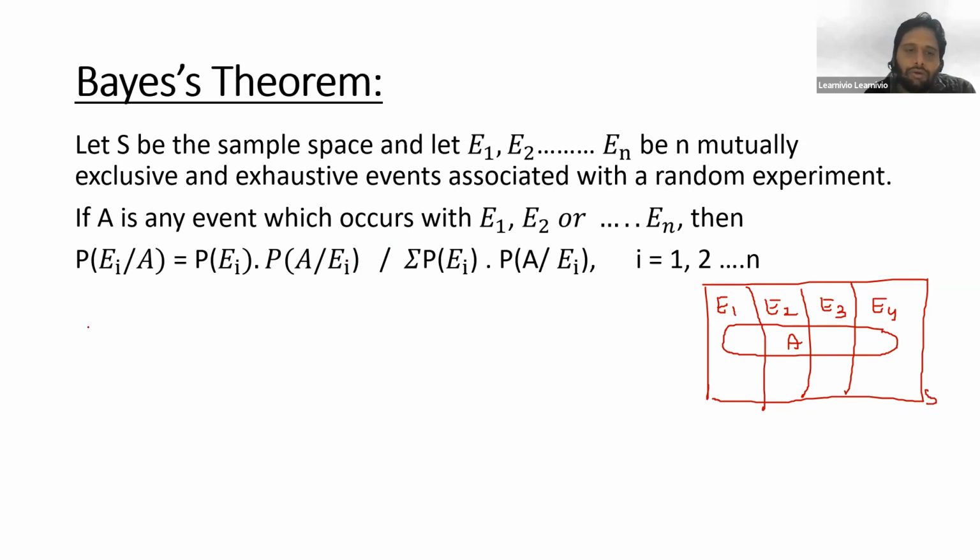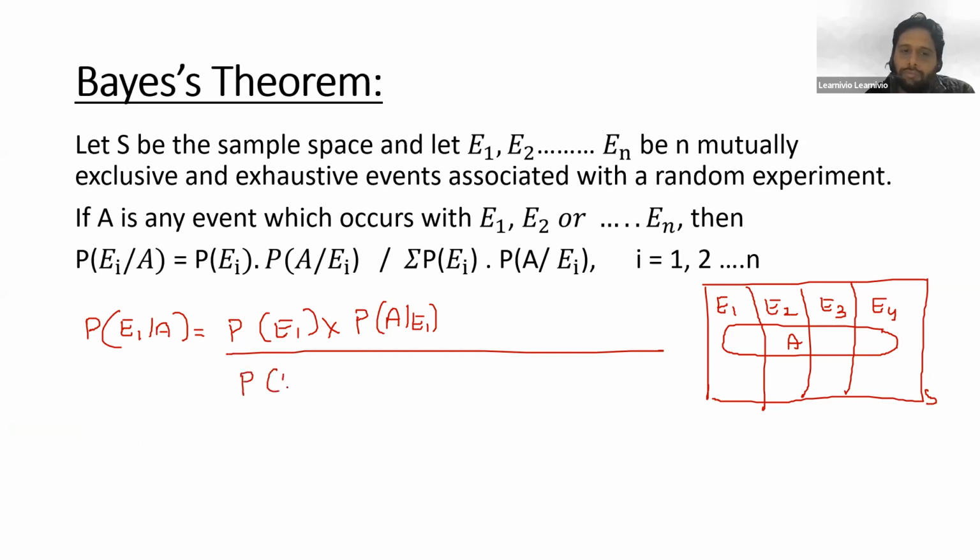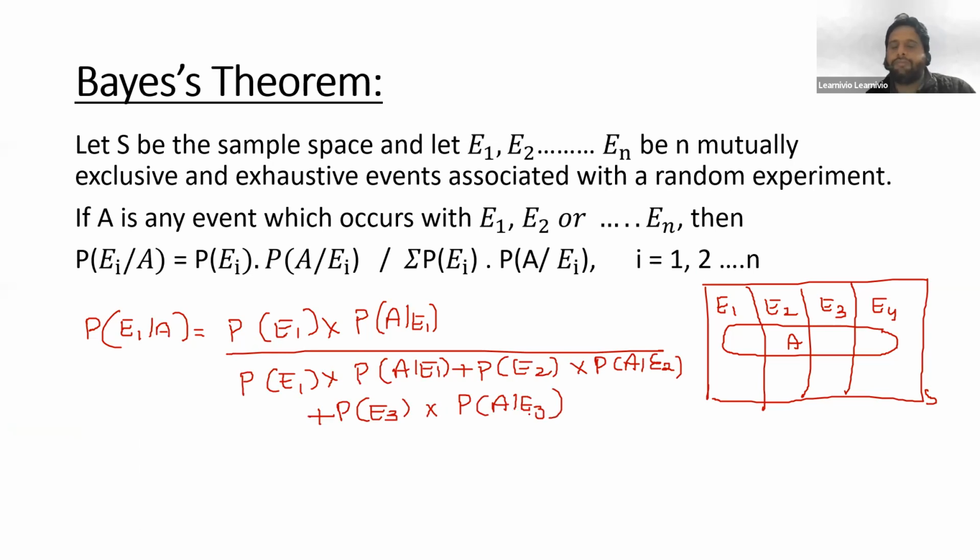Then the probability of E1, for example, if we have to find the probability of E1 by A, will be equal to P(E1) into P(A by E1), divided by the sum of all the cases. Suppose you have two or three events, write all the events then: P(E1) P(A by E1) plus P(E2) P(A by E2) plus P(E3) into P(A by E3). Then write all the cases.